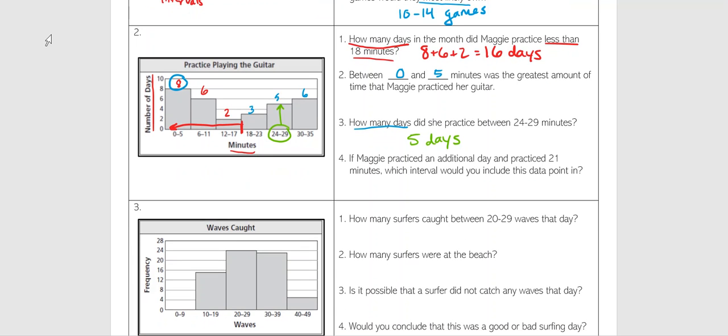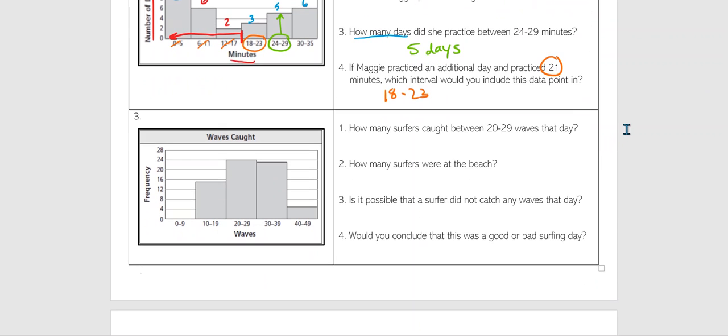The next question says, if Maggie practiced an additional day and practiced 21 minutes, which interval would we include this in? So we need to figure out, where does 21 fit? It's not 0 to 5, not 6 to 11, not 12 to 17, but it is between 18 and 23. So that would fall between 18 and 23 minutes. Okay, go ahead and pause the video and try question number 1 here.